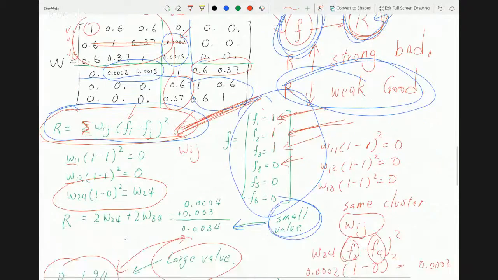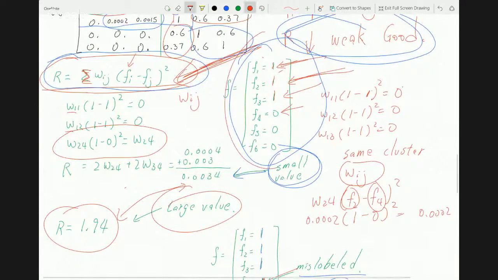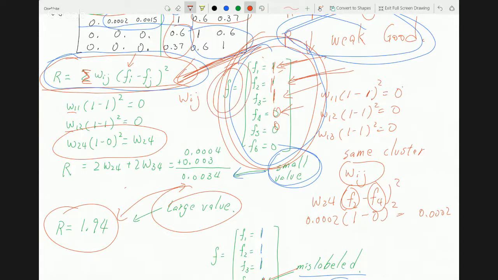Now, we can randomly pick this F with some ones and zeros, and then evaluate them. I mean, we can do every permutation. Let's just try 1 0 0 0 0, 1 1 0 0 0 0, 1 1 1 0 0 0 0. You don't want to do that, but you could literally just keep picking this value and then pick the one that's the smallest.